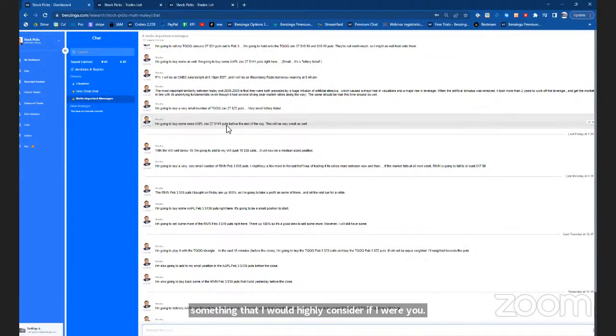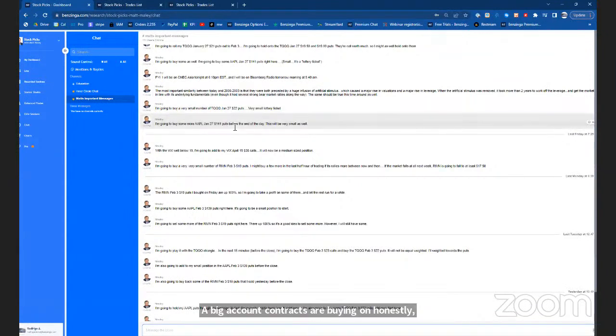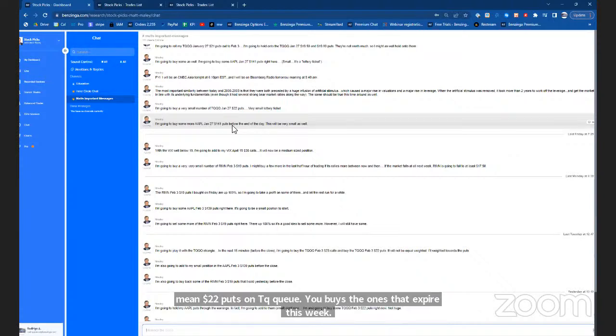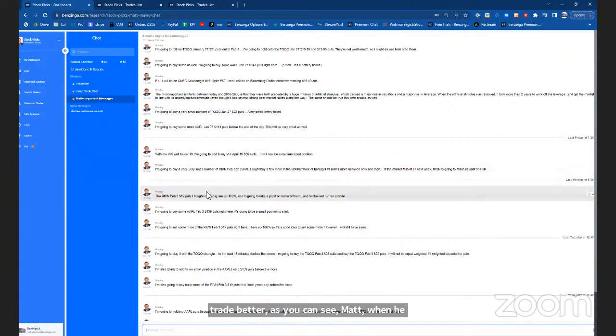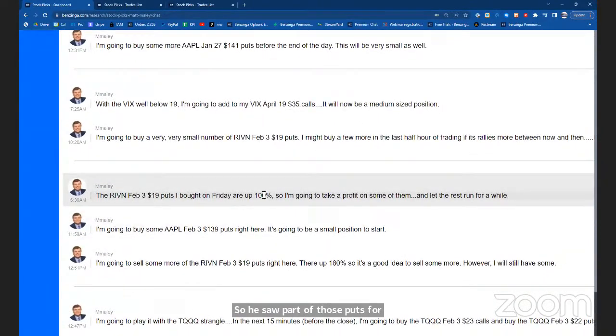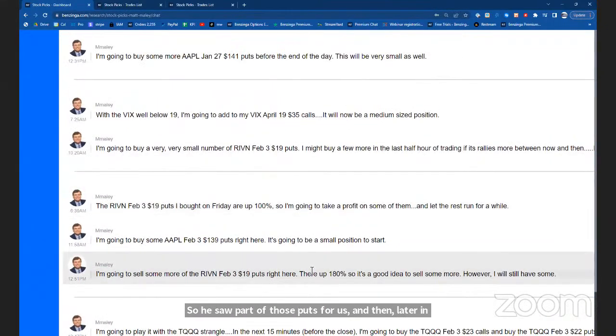Even if you're new or advanced, because it doesn't matter if you have a small account or a big account. The contracts we're buying are, for example, $22 puts on TQQQ, the ones that expire this week. We're talking about $1 or less per lot there. So you're not buying huge calls, and that actually helps us because we can manage the trade better. As you can see, Matt sold part of those puts for 100%, and then later in the day, he sold some more for 180%. So it's easier to manage a position.